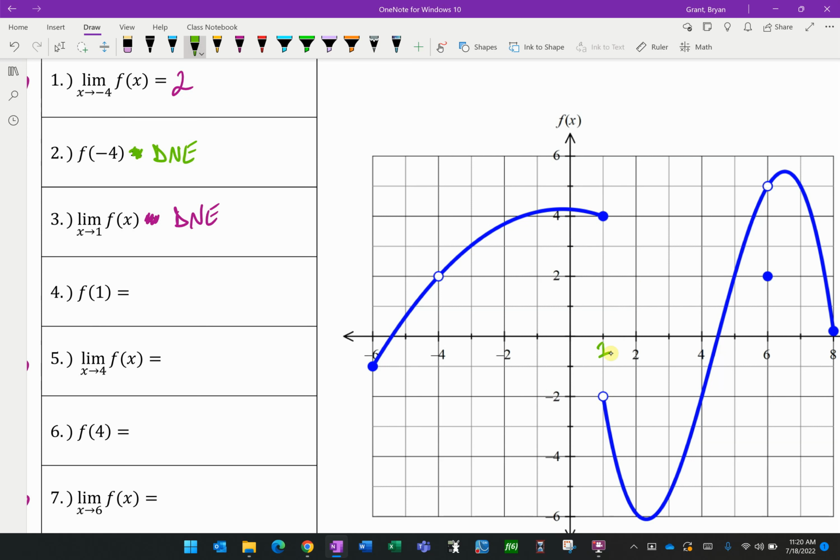At 1, what is the y value? Well, there aren't 2 points here. You might be tempted to say this is the point 1 comma negative 2 and 1 comma 4, but that's wrong for 2 reasons. First, this would not be a function, and it wouldn't be a function because 1 would have 2 different outputs. We know that's a no-no. It doesn't pass the vertical line test.